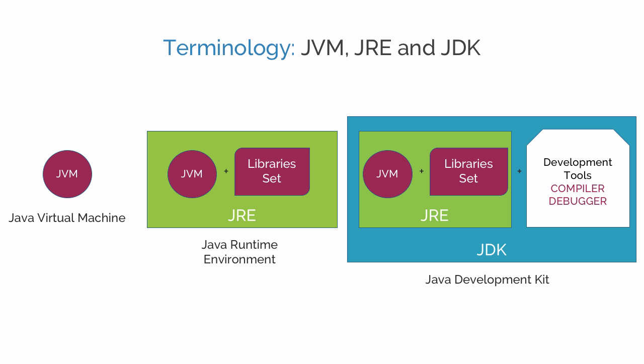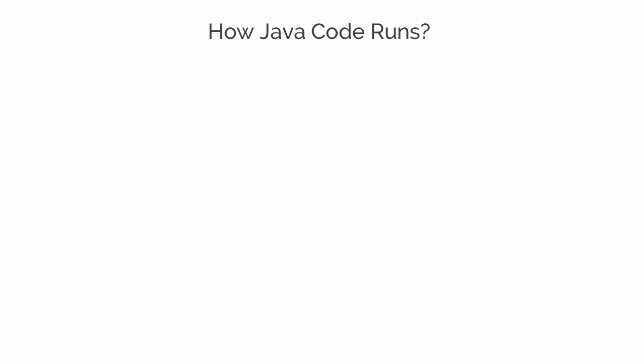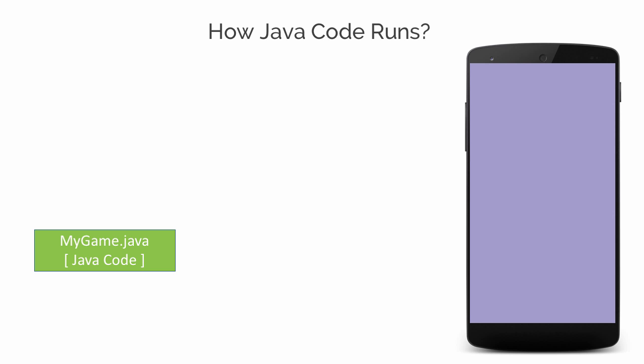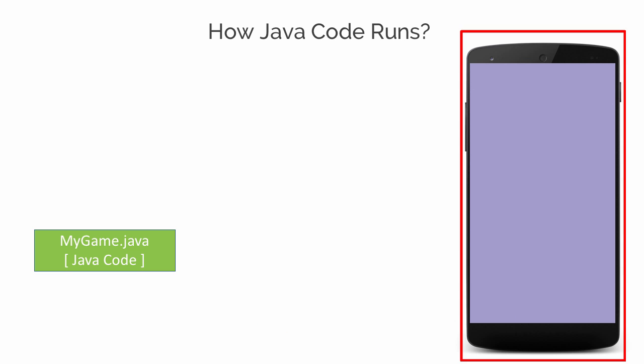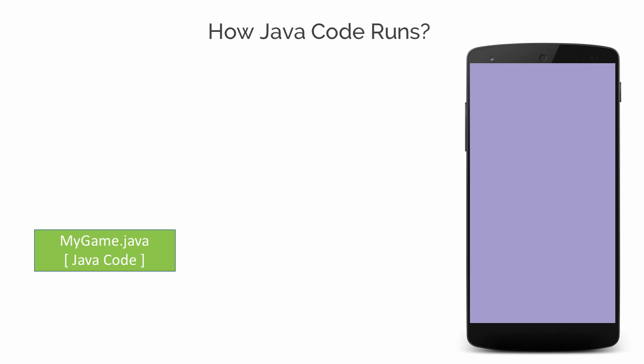Now the question arises how all these work together to make a code run. Suppose we have a Java file, let us assume mygame.java. Each Java file that contains Java code has the extension .java. Now we have a device, and let us assume this device is capable of running the Java application. Our target is, when we click on the run button, to run this Java file inside my device. So what happens when we click on the run button?